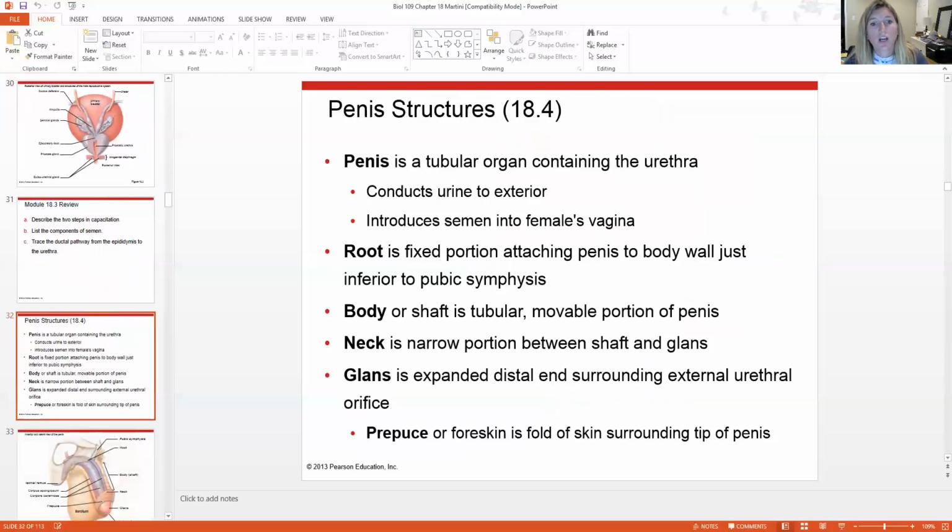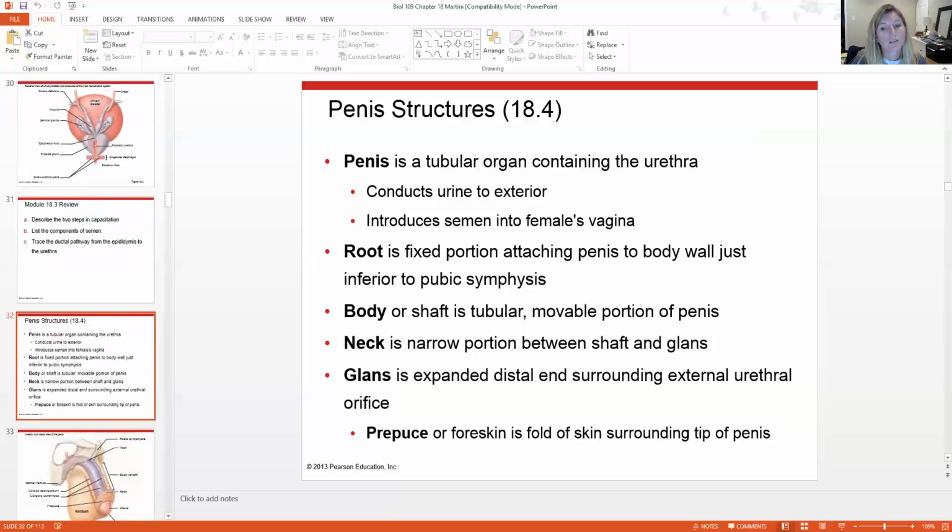The penis structure, most of you are probably familiar with this, especially if you're a male. It's a tubular organ containing a urethra, which conducts urine to the exterior, as well as introduces semen into the female reproductive tract. The root is the fixed portion attaching the penis to the body wall, and the body is the shaft. It's the tubular movable portion of the penis.